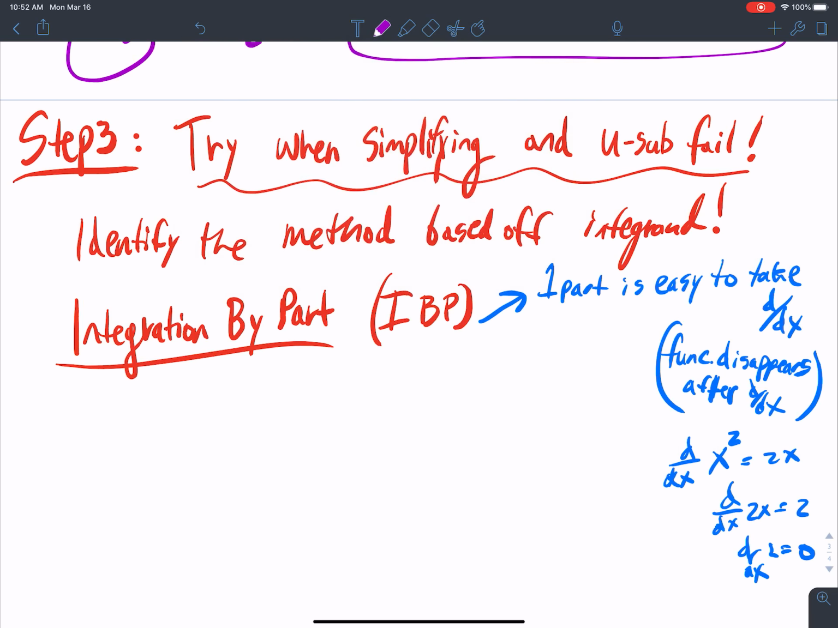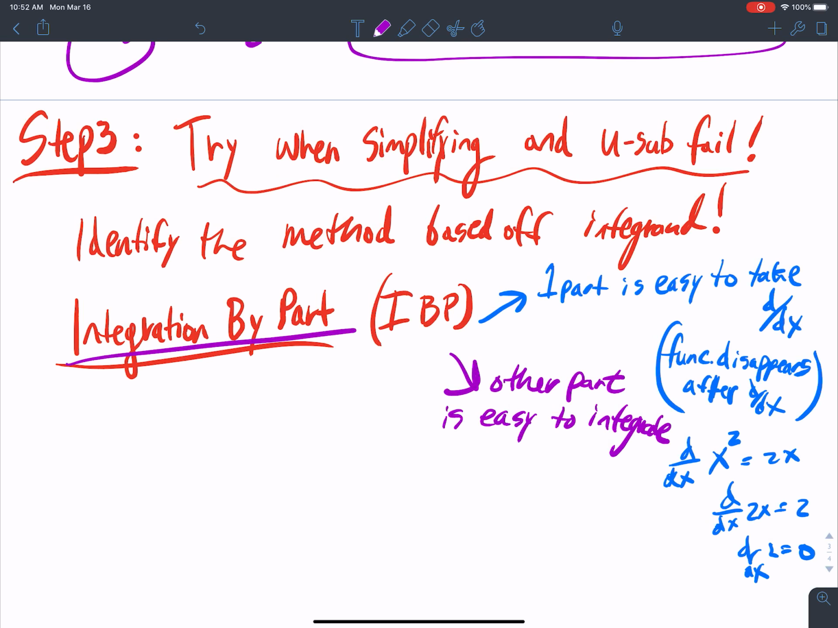And then the second part, the other part, is easy to integrate. All right, so with integration by parts, you're multiplying two functions together, okay? One of them you're going to be taking the derivative of, and one of them you're going to be integrating. And you don't want to pick the one that you're going to integrate if it's something you don't know how to integrate. That's kind of silly, right?